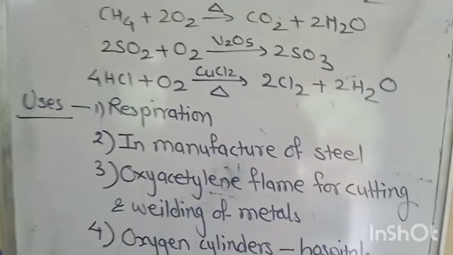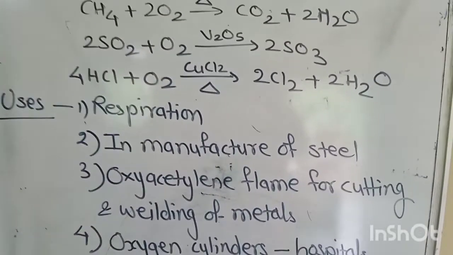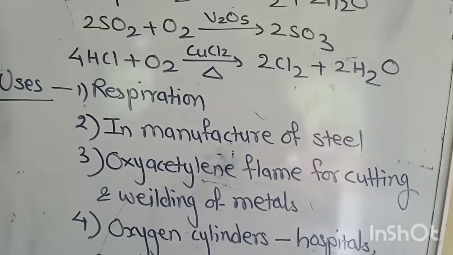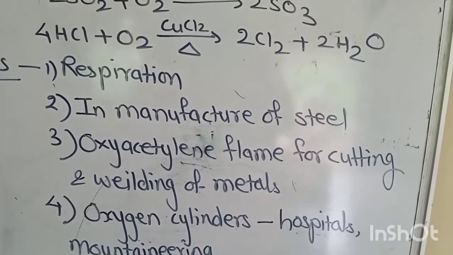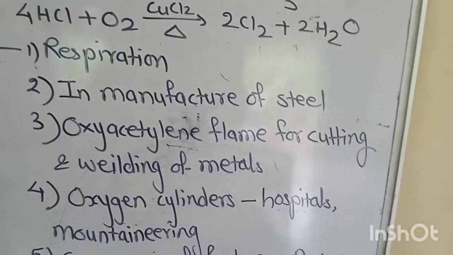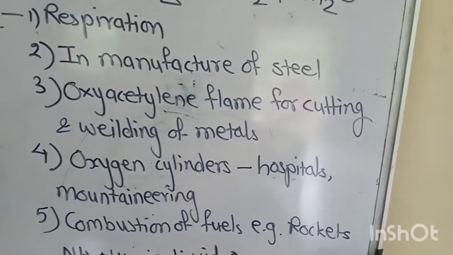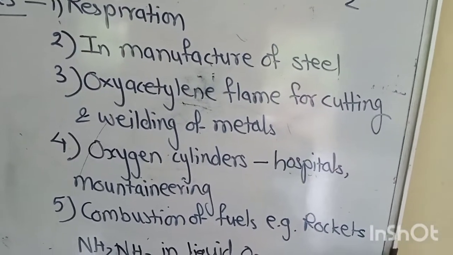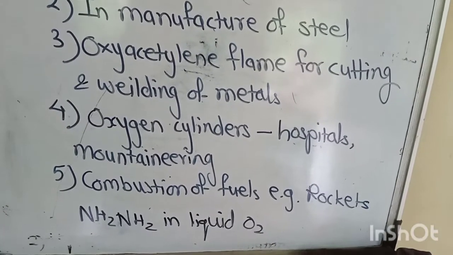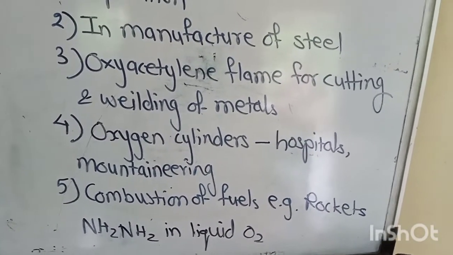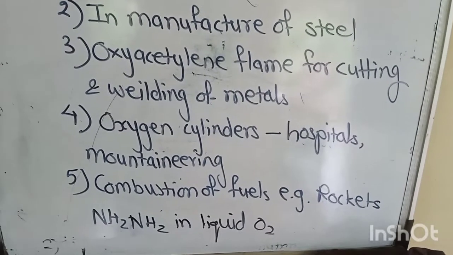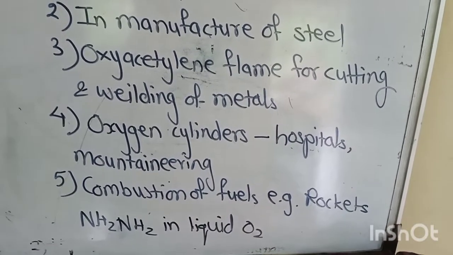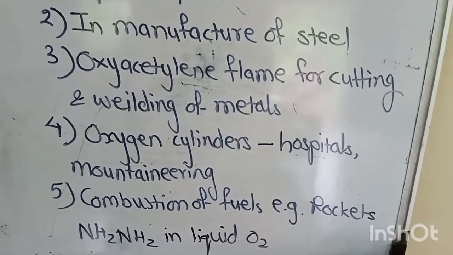Uses: it is used for respiration by all animals, organisms, aquatic or even terrestrial. It is used in manufacture of steel. Oxyacetylene flame is used for cutting and welding of metals. Oxygen cylinders are used in hospitals or in mountaineering. Combustion of fuels, this is very necessary for combustion of fuels. For example, in rockets, hydrazine in liquid oxygen provides a tremendous thrust. So these are the uses of oxygen.